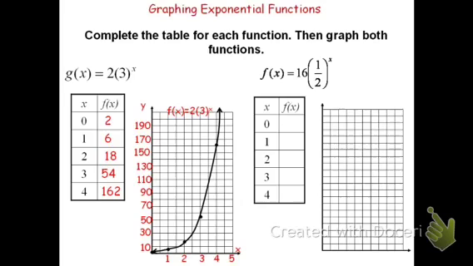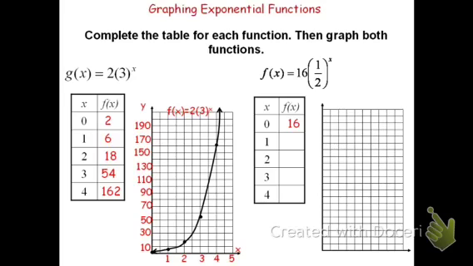In the second problem, we have the equation f of x equals 16 times 1/2 to the x. Take a moment and figure out what term would be 16. Alright, hopefully you said the initial value, the 16, is going to be the zeroth term. I know it's the zeroth term because we have 16 times 1/2 to just x. It's not x minus 1 or anything else like that. If it's just to the x, I know the zeroth term is the initial value.